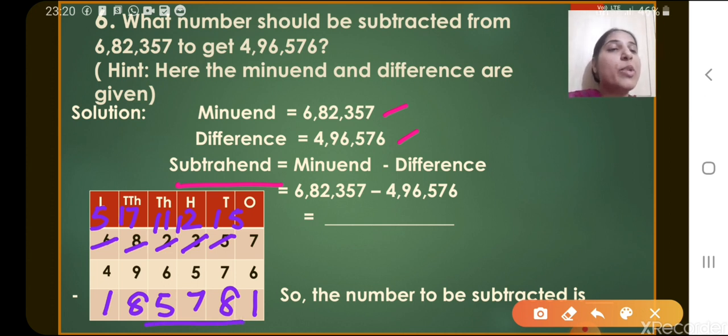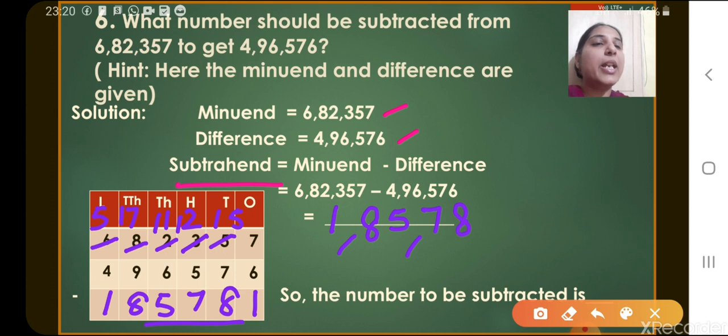Okay. So in this way, the difference that we get here is the subtrahend, the number to be subtracted. What answer do we get here? 1,85,781. Okay, children. So this number, when we subtract from 6,82,357, we get the difference as 4,96,576. Got it, children?